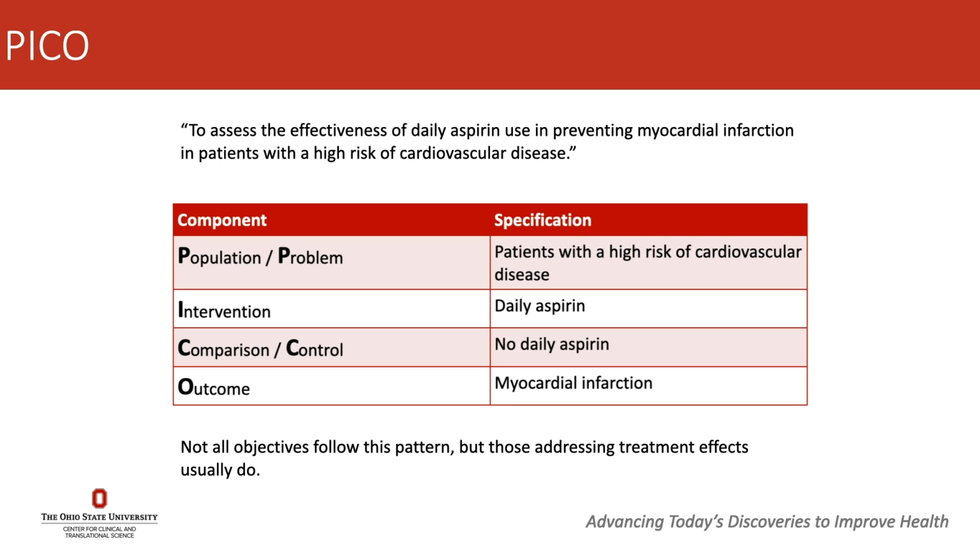A useful mnemonic for the components of study objectives addressing treatment effects is PICO: population or problem, intervention, comparison or control, and outcome. In the aspirin study's primary objective, the population is patients with a high risk of cardiovascular disease. The intervention is daily aspirin. The comparison is no daily aspirin or possibly a placebo, and the outcome is the occurrence of myocardial infarction. Not all objectives follow this pattern, but those addressing treatment effects usually do.